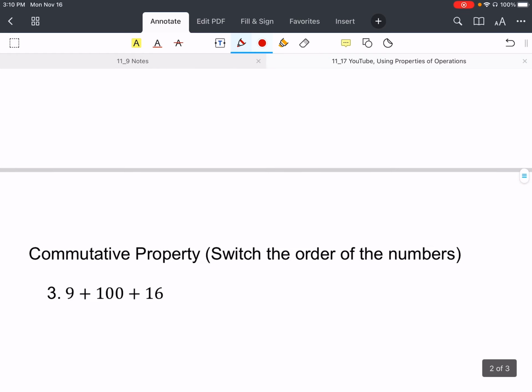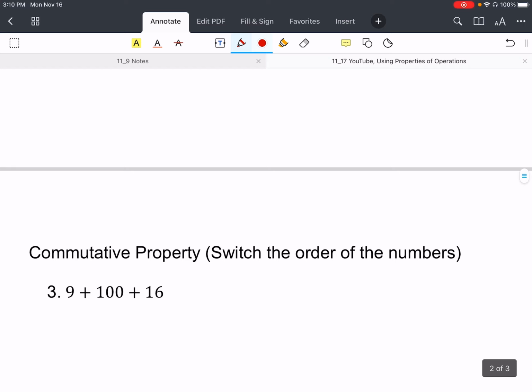All right, next one, the commutative property. This is where we actually switch the order of the numbers to make our lives easier. So we're not going to use parentheses here, even though the associative and the commutative property say something similar. So we're going to rearrange the numbers into an order that might make your life a little easier. So you have to rearrange the numbers for the commutative property.